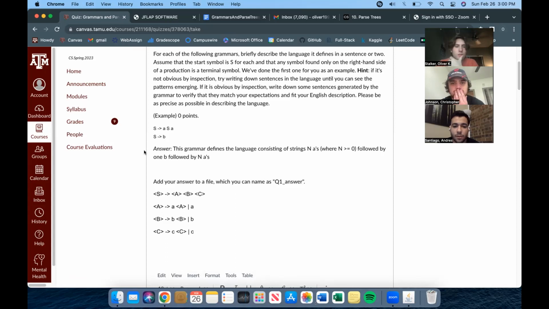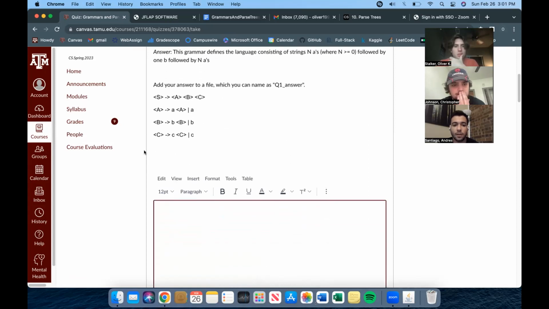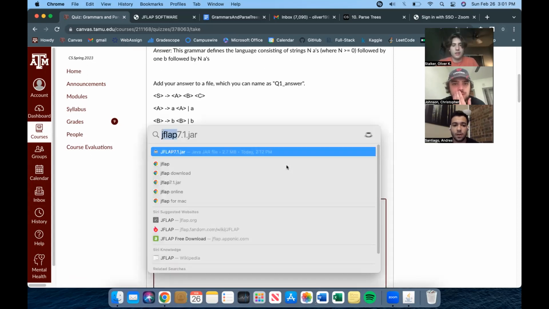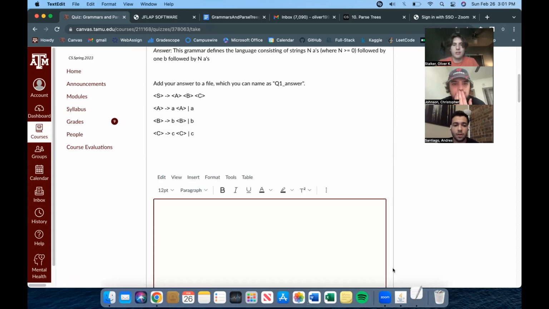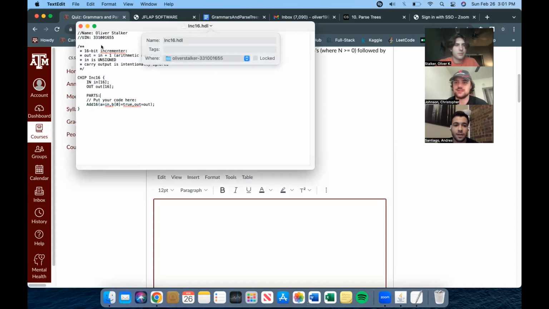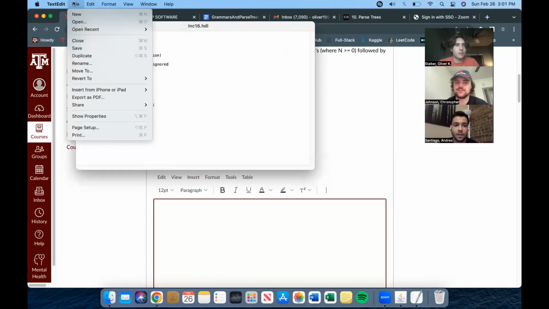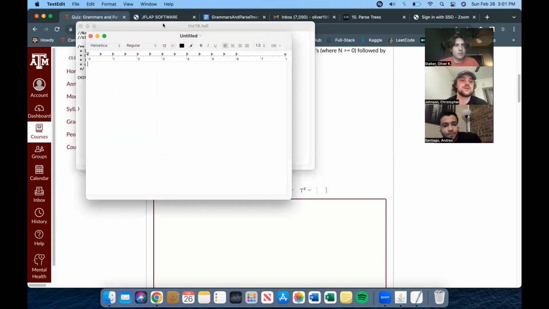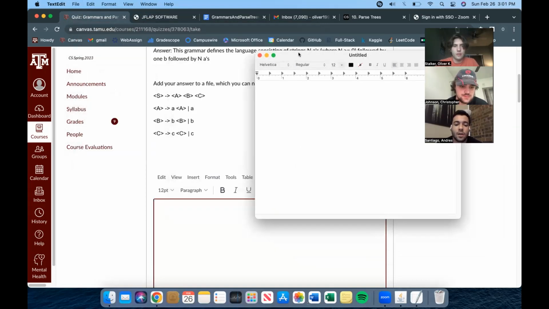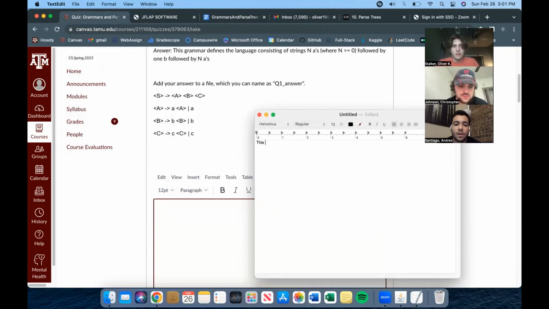I feel like this one looks pretty simple. Just like N A's, M B's, or whatever. It's really like it. All right, text. Bust out the text editor. Yes, sir. All right. Where's the file? All right. Okay.